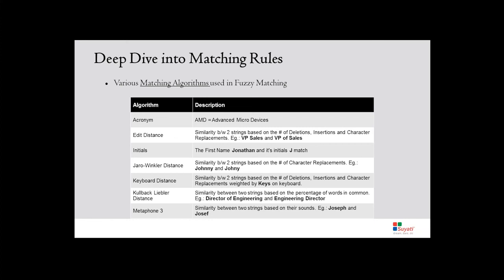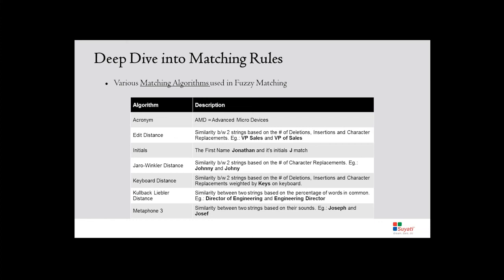Then there is something called initials, which is just the initials of the first name or last name. Then there is the Jaro-Winkler distance, which is again based on the number of character replacements. Remember, this doesn't have deletions or insertions, it's just character replacements. Johnny becomes Jonny when you get rid of one of the Ns.